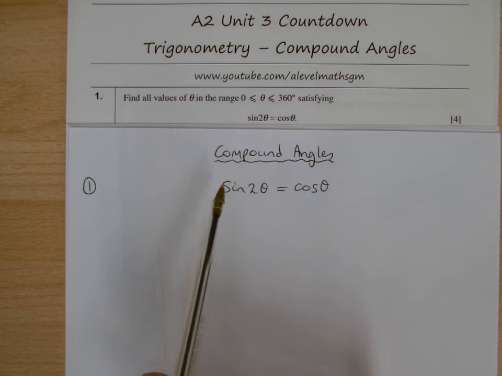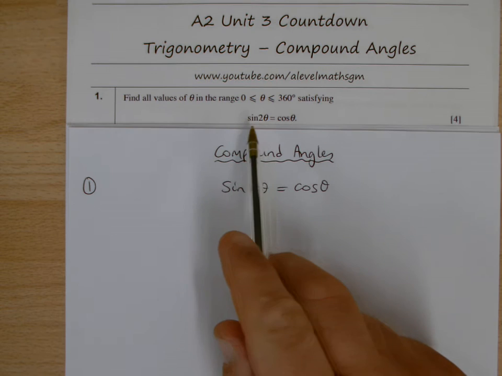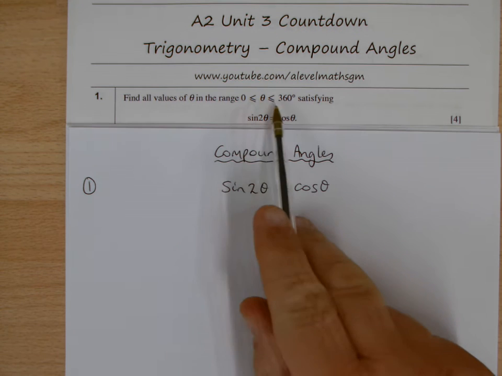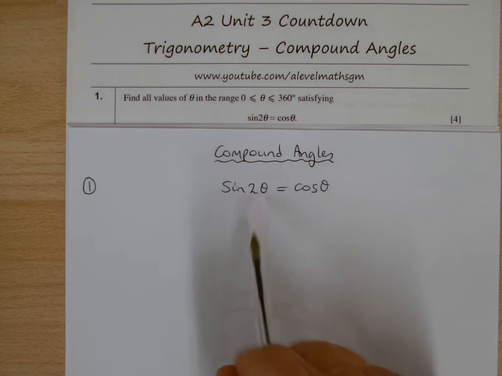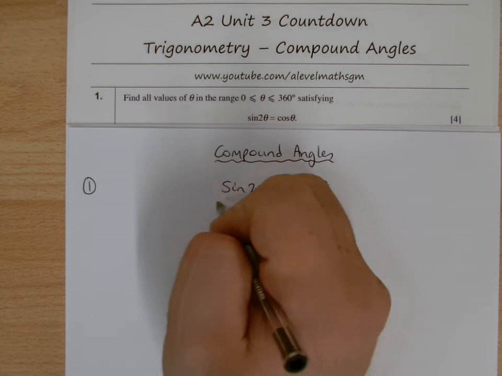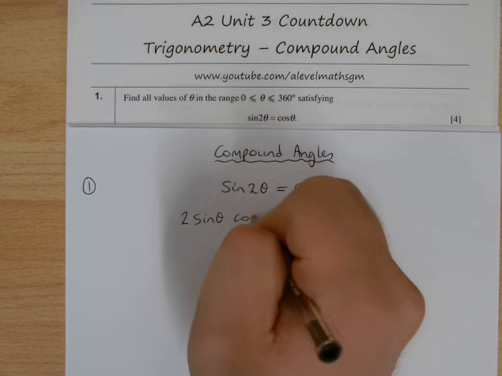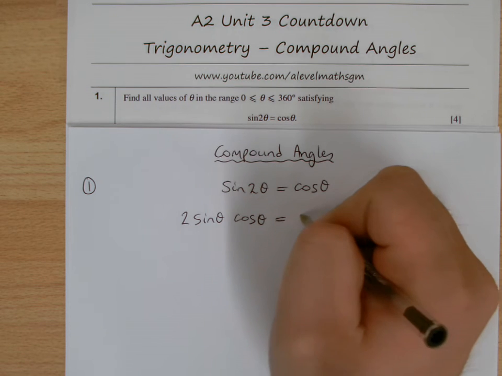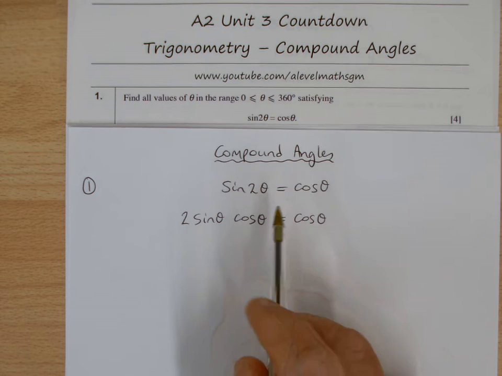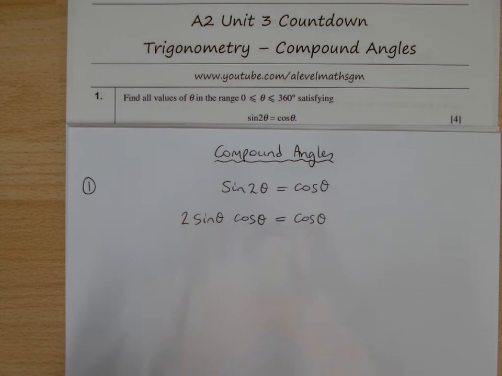Okay, compound angles. So we're going to start here by looking at the use of the double angle identities. In question 1 here, we've got to find all the results of theta between 0 and 360 satisfying this equation. Now with sine 2 theta, we've got the result of that being the same as 2 sine theta cos theta. So we can replace sine 2 theta with this, and of course that is equal to cos theta. So my equation from here becomes this.